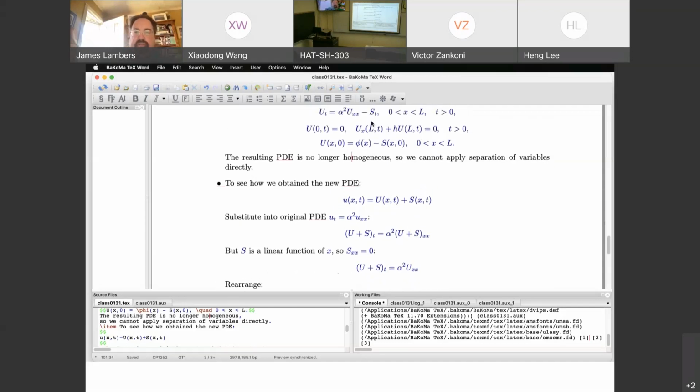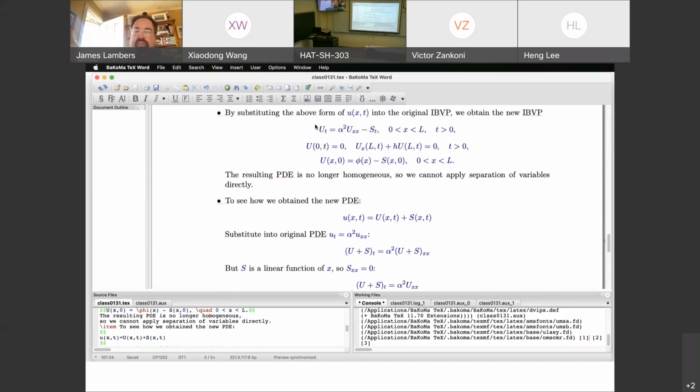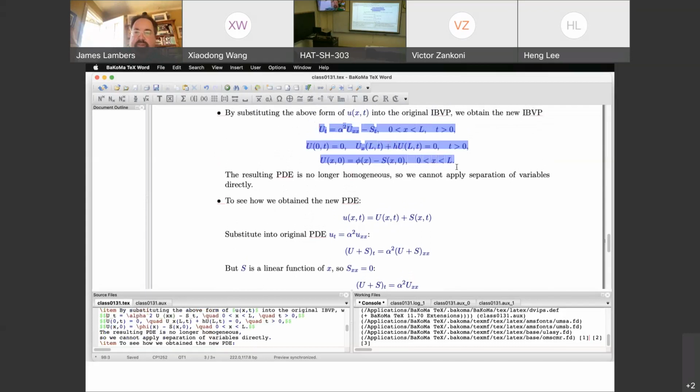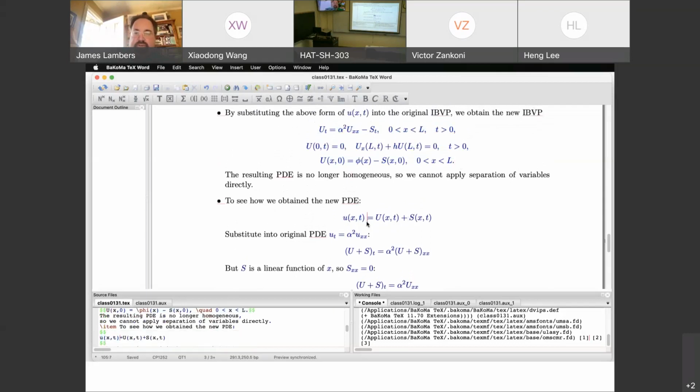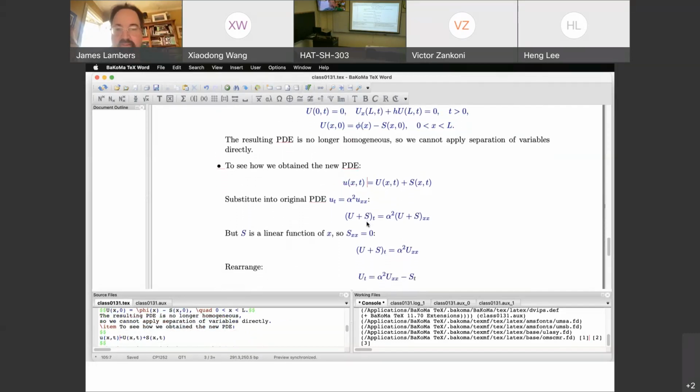So what you would do is, like the previous example, you solve this problem, and then you have your solution capital U, add on capital S, and then you have your solution to the original problem. Any questions about this example?